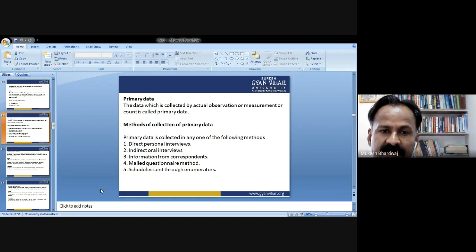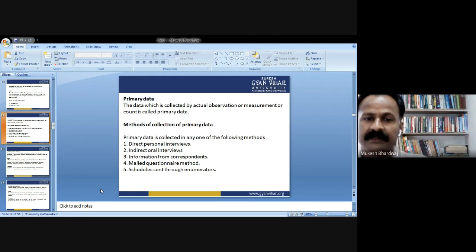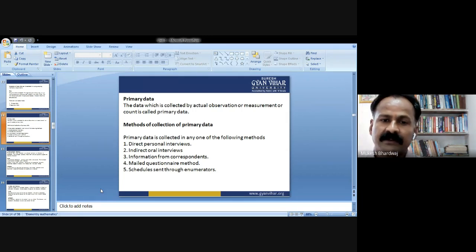So there are 5 methods of collecting the primary data. Just note it down. These are the 5 basic methods to collect the primary data. Primary data is collected in any one of the following methods. First is direct personal interviews, that is man to man or direct to direct. If you are conducting a survey and collecting data, you have to take personal interviews or personal information from an individual person. That is called direct personal interviews.